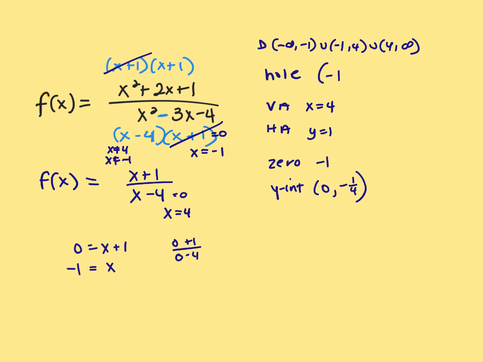The hole, that's where the x is. To find the y, I'm going to plug it back in. So to find the y coordinate of my hole, I take my simplified fraction, or my simplified graph, and I plug -1 in. -1 plus 1 over -1 minus 4.